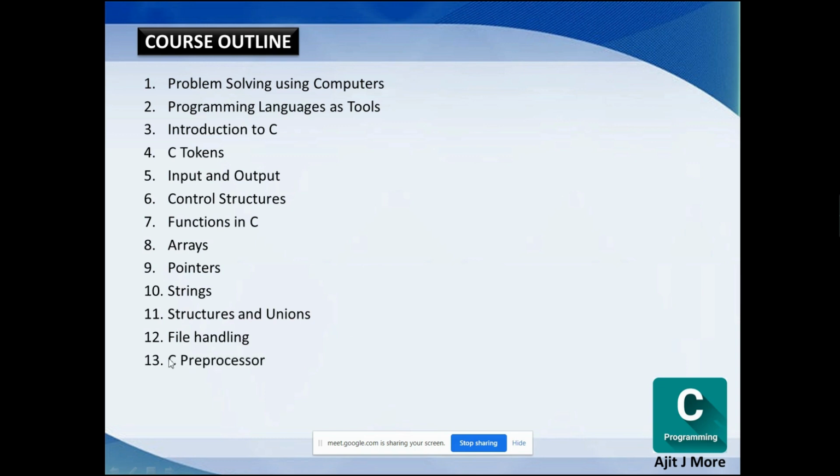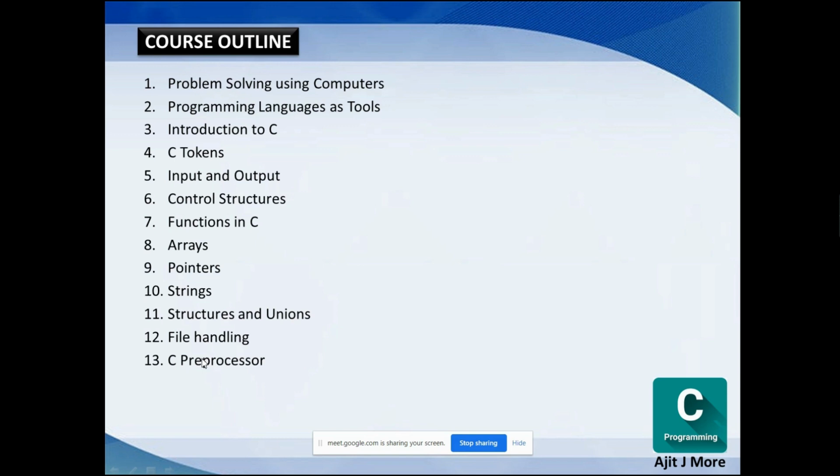And one last important feature, that is C preprocessor. In C preprocessor, different preprocessor directives are there, like #include, #define, #if, #elif, #undef, #pragma. So many things are there. And what are their uses? All that we'll discuss later. So this way, I have divided the entire C programming into 13 chapters, and all this we will discuss one by one. I'm sure you are all excited to learn all these things.